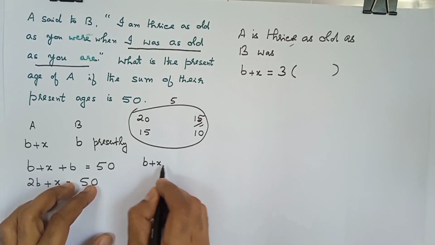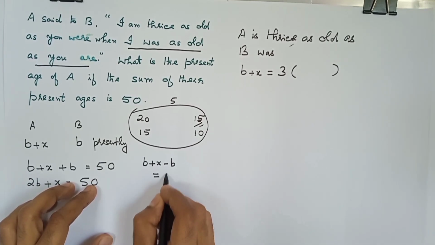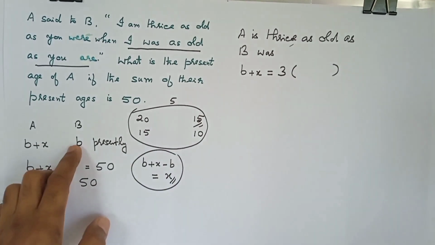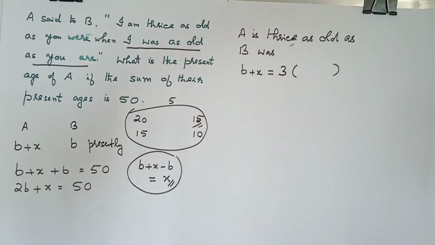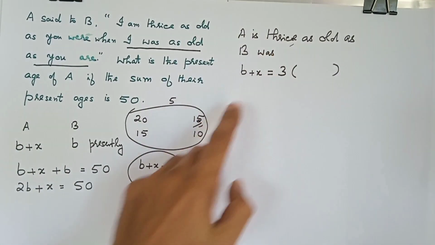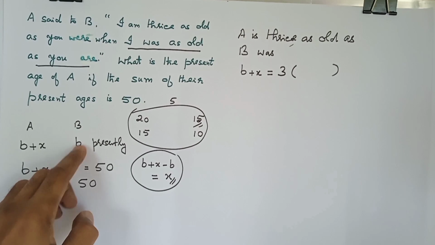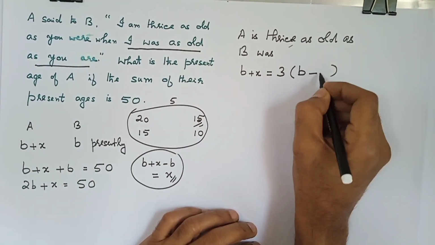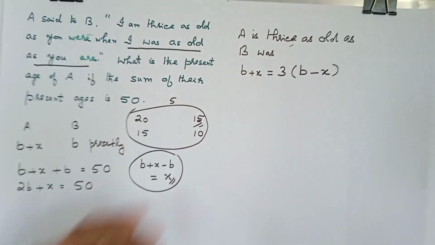B plus X minus B, that is X. This is the difference between these two persons presently. So you go back so many number of years ago, and at that point of time, what age B was? See, if B is B, X years ago, he certainly was B minus X. I hope this idea is clear.